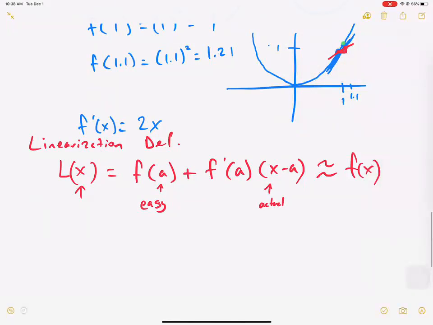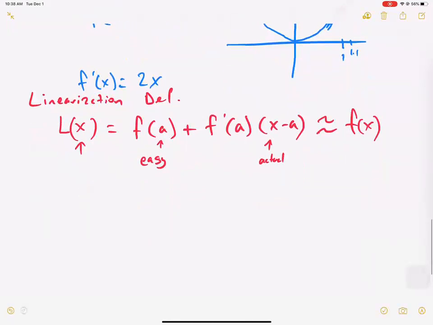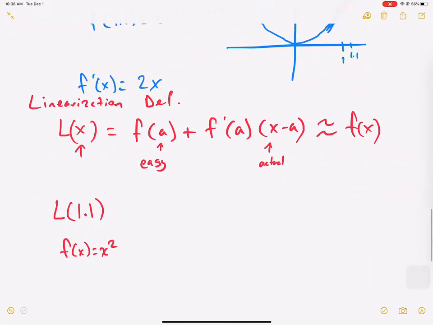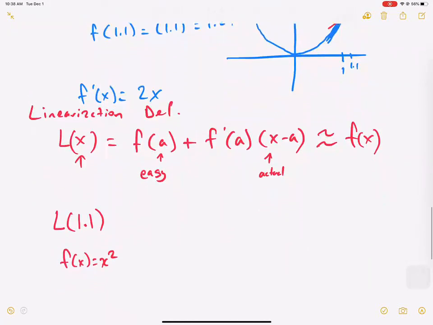So let's put this into practice, and we'll come back and talk about it. To find the point, we're going to linearize 1.1 for our function f of x equals x squared. We're going to try to estimate what this value would be, and we'll see how far we are away from our true answer of 1.21.